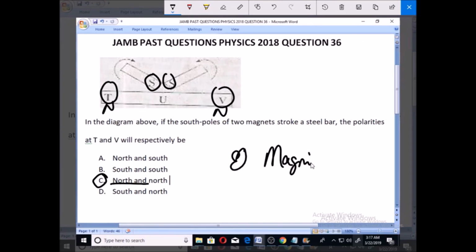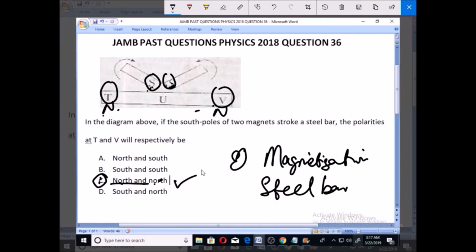When you want to magnetize a steel bar, if you want to make a steel bar become a magnet, you have to do this form of double stroking. And when you do that, if you have S and S here, you're going to have N and N here, and that is why we have north and north. You can see that this is south and south. Had this been north, south and north, then you might be having different things, but you are supposed to have the same thing because you're having the same here as well. And that makes C the answer to this problem. Thank you.